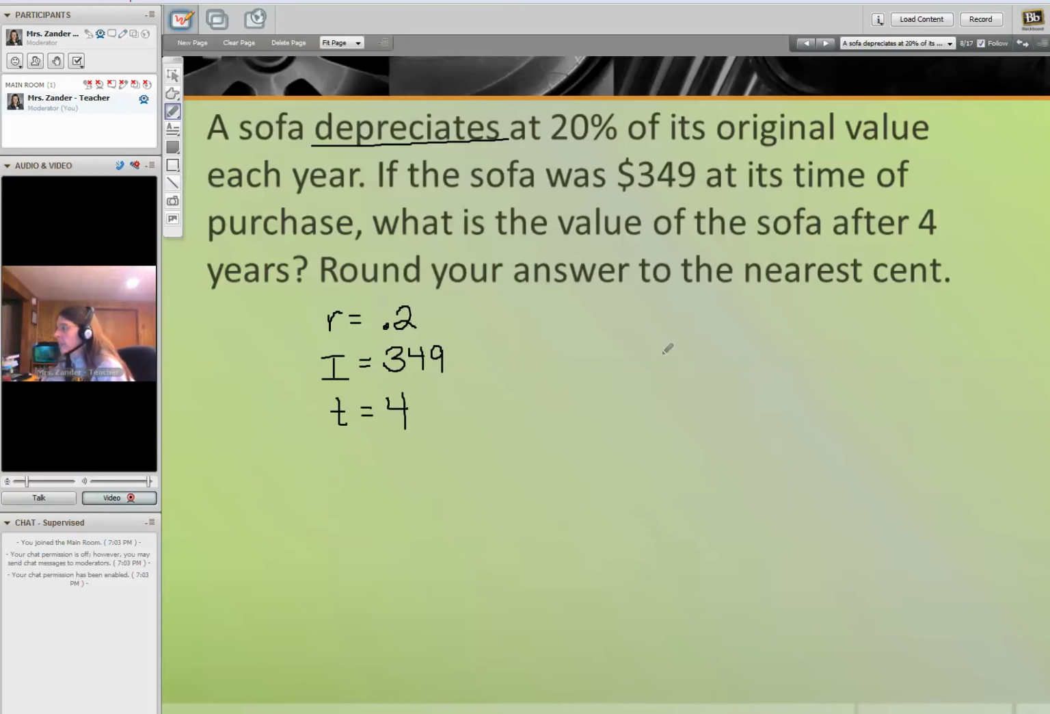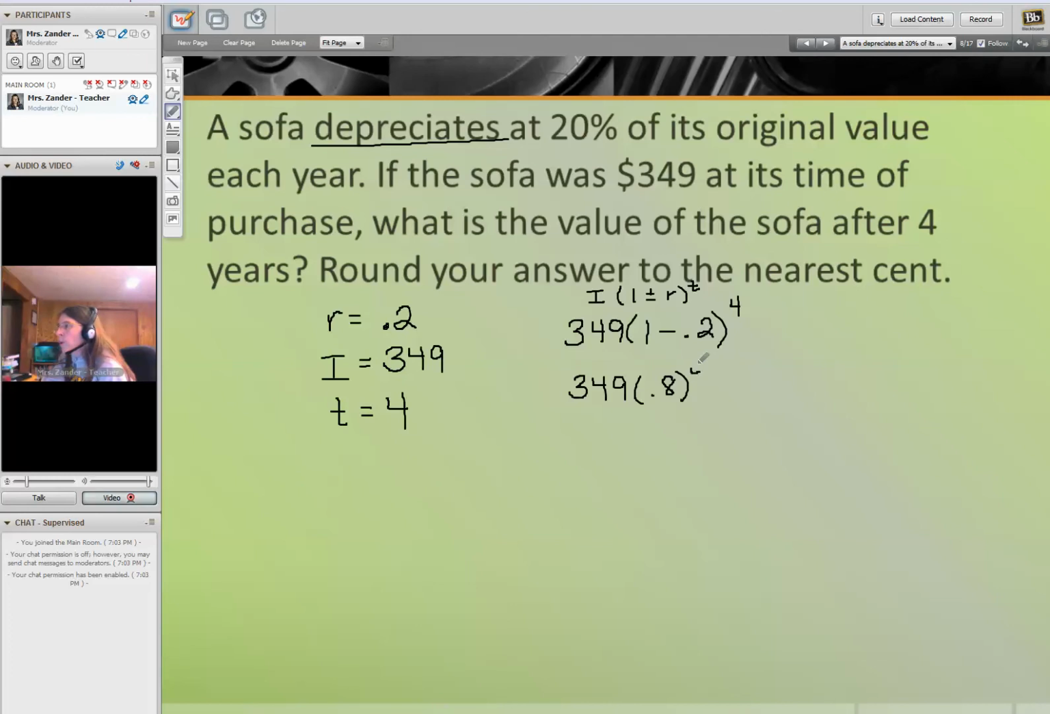Good. So we're going to use the formula I, which is our 349, and our rate is going to be 1 minus 0.2, right? Because we're looking at decay. So we want 1 minus 0.2 to the 4th power. And for those that are wondering where this formula is coming from, it was on the previous slide. So remember that's 1, and we have that plus or minus r to the t power there.